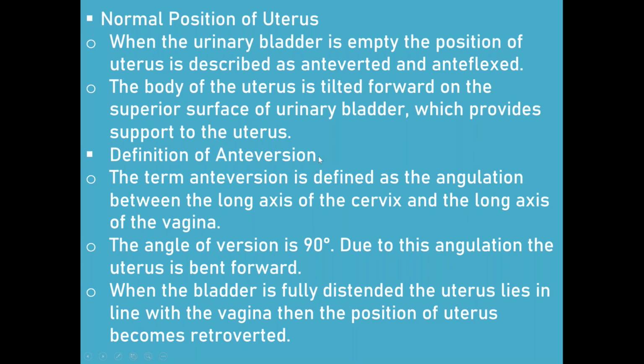So what is the definition of anteversion? The term anteversion is defined as an angulation between the long axis of the cervix and the long axis of the vagina. This is the simple definition of anteversion. So if you want to know about anteversion, look at the cervix and the vagina. If there is angulation, this is called anteversion.